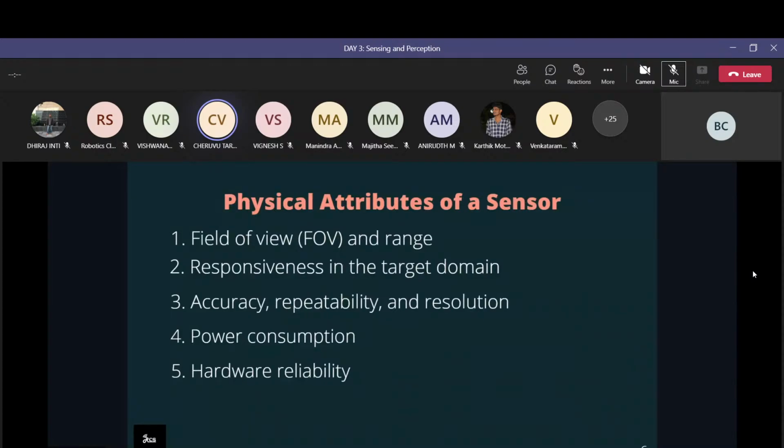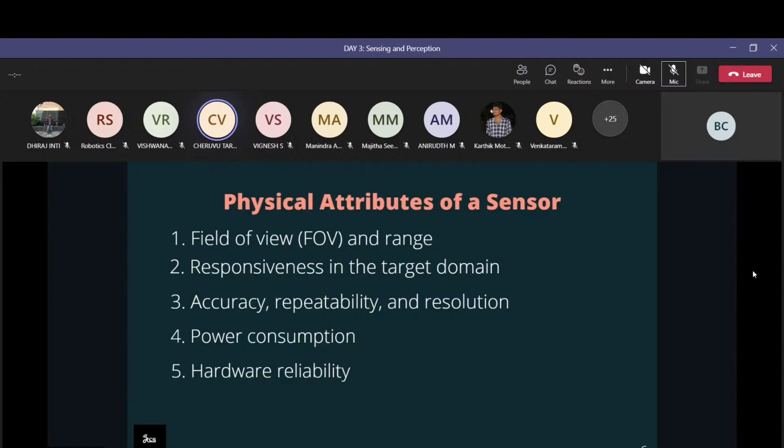Sometimes your sensors may be more effective, more capable of doing a high amount of work, but because of the high power consumption, you need to invest more. In that way, power consumption becomes more important in some situations.